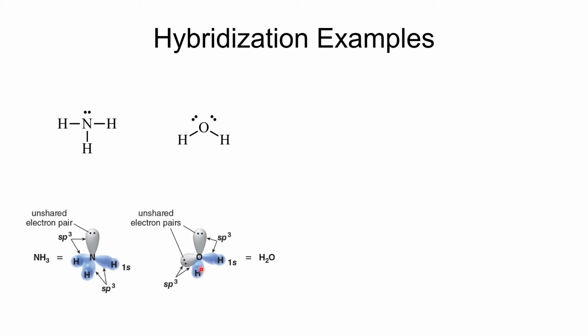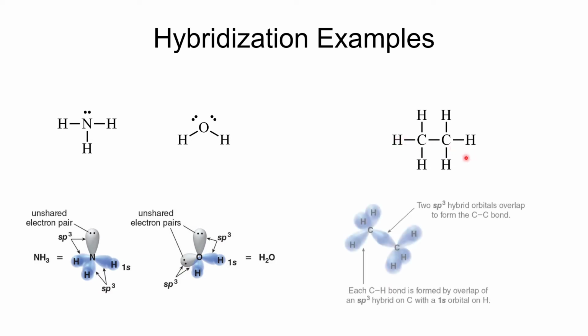So again, 4 sp3 hybridized orbitals, but one of them has a lone pair of electrons. With water, it's a similar thing. We've got an sp3 hybridized orbital overlapping with the 1s orbital on hydrogen. Same thing here. But then we've got two sp3 hybridized orbitals with lone pairs on the oxygen. For ethane, C2H6, we'll find that both of the carbons are sp3 hybridized. So again we have the sp3 hybridized orbital overlapping with the 1s orbital on hydrogen, 6 of those. And then we've got the carbon sp3 hybridized orbital overlapping with another sp3 hybridized orbital to make a sigma bond between the 2 carbons.